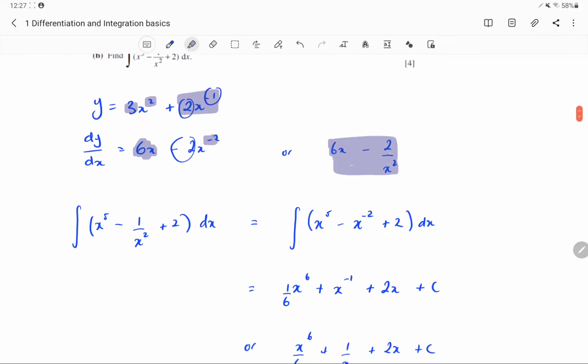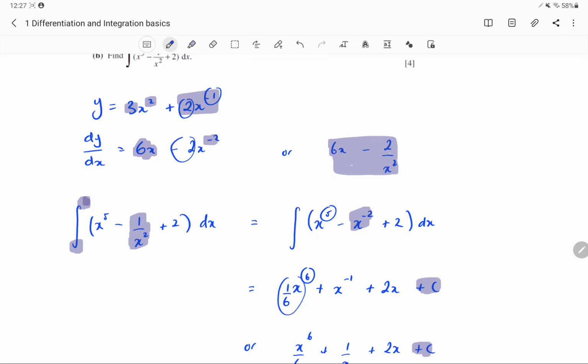Our integration again, notice there's no numbers here. So we're going to have a plus c in all our answers. But we're going to rewrite this 1 over x squared to x to the minus 2. And then our rules of integration. So we add 1 to the index to get 6. And then divide by 6.